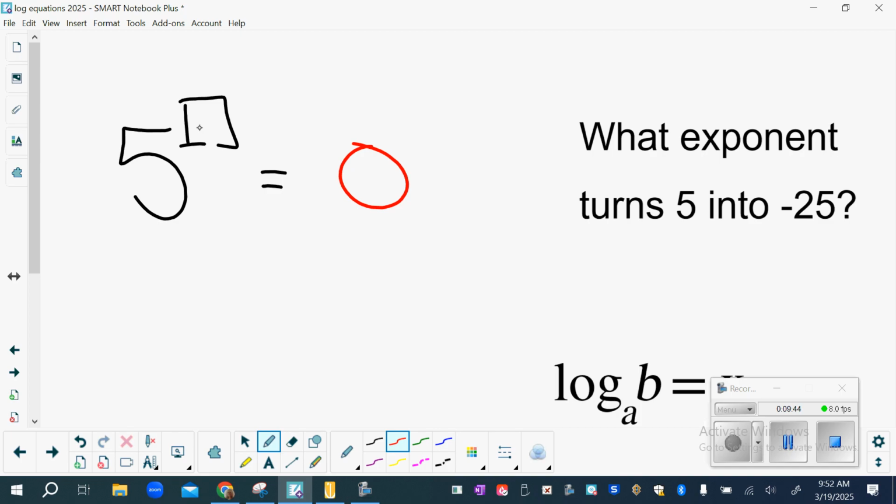Yeah, you can't do it. You can't turn it into 0 because you can't. There is no x. Once you start going negative exponents, it turns it into fractions. And once you have positive exponents, they get really big.